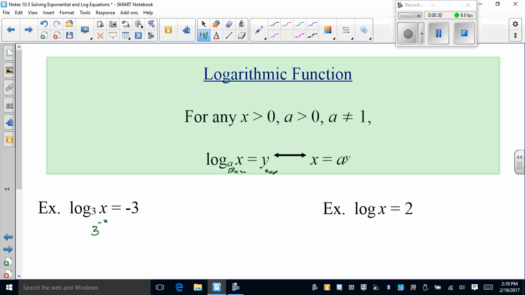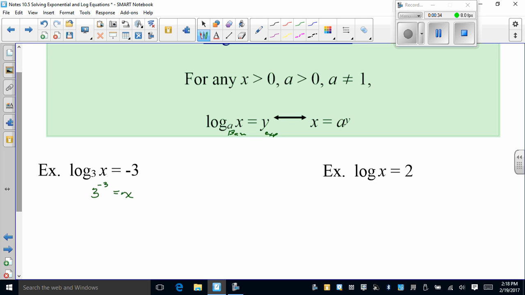Please don't leave it like this. They're not asking you to change it. They're actually asking you to solve it. So 3 cubed is 27, so we get 27, still negative 1 exponent. And then negative 1 tells me the 27 goes in the denominator. So we have 1 over 27 equals x.